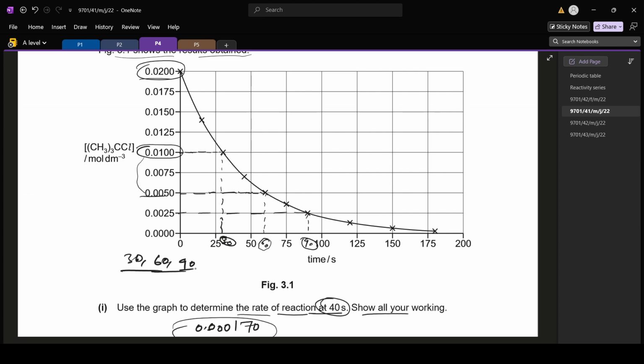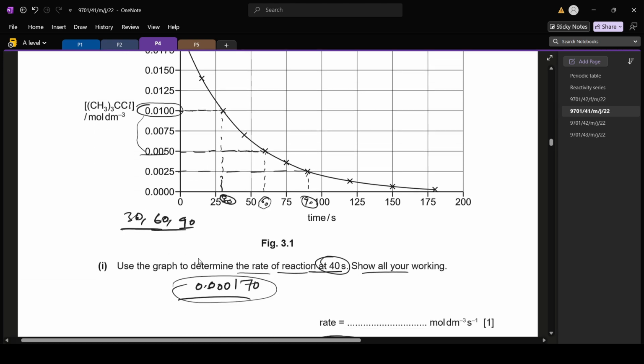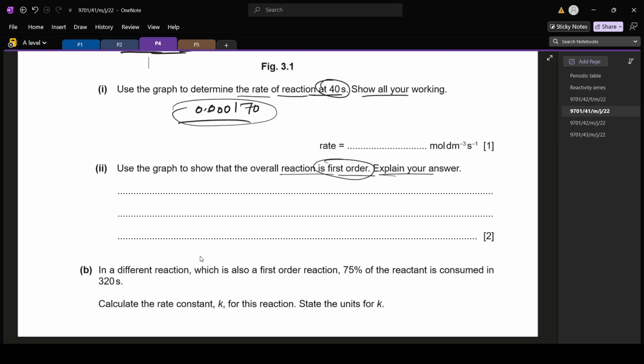So the half-lives are constant. The half-life is 30 seconds. So there is a constant half-life, and so this is going to be a first order reaction.